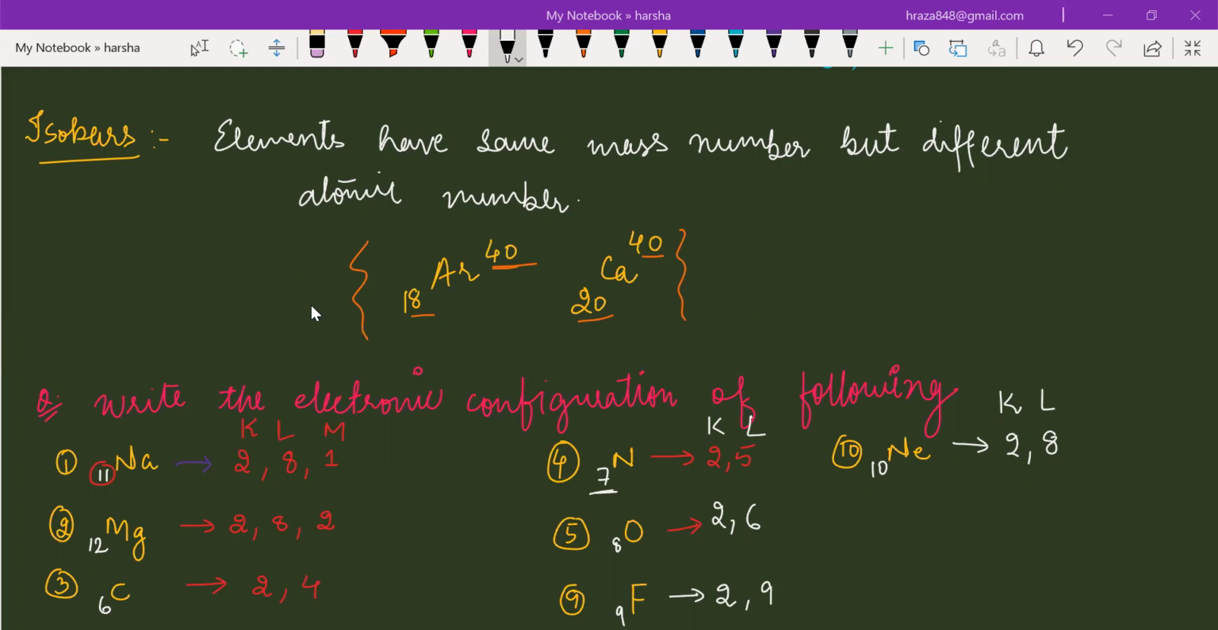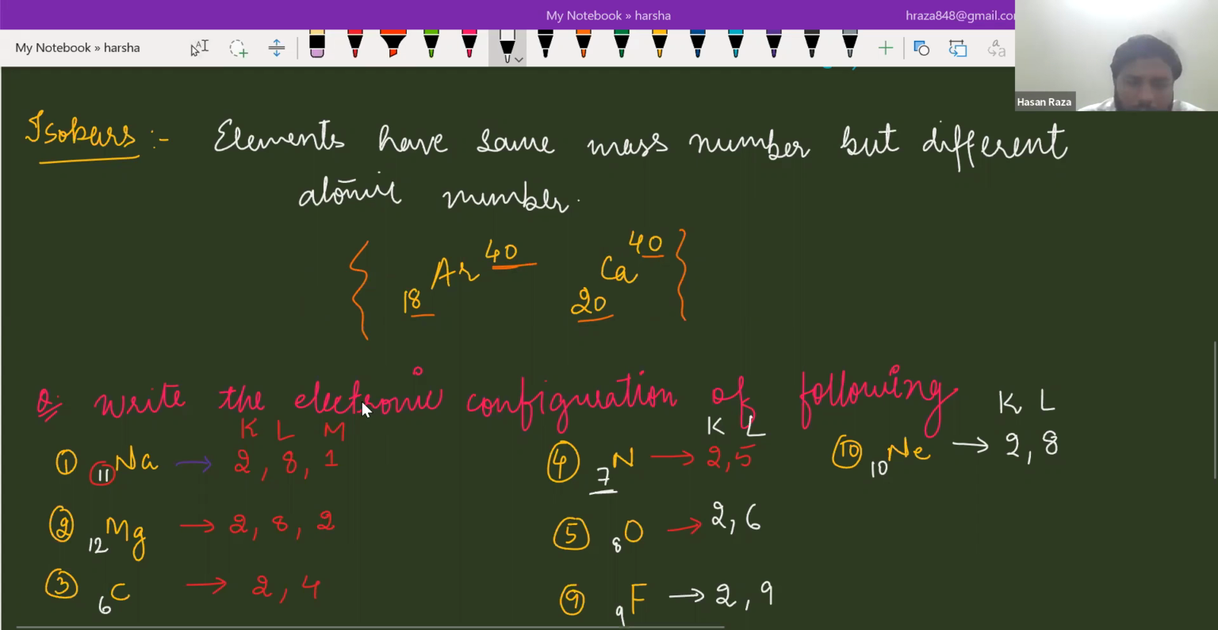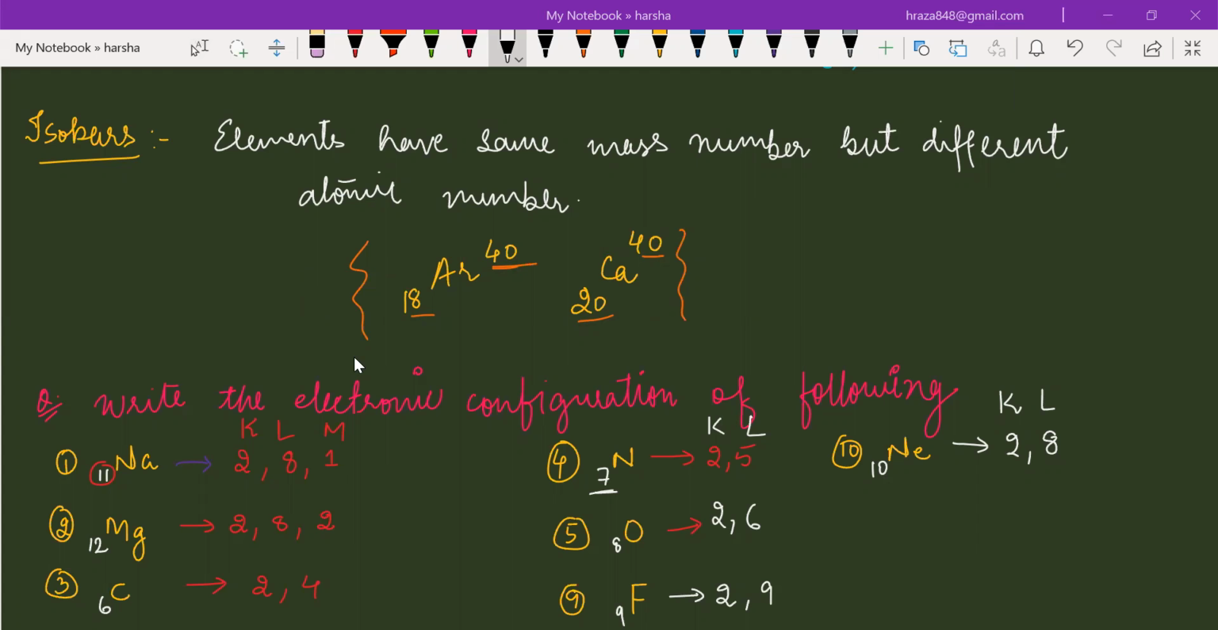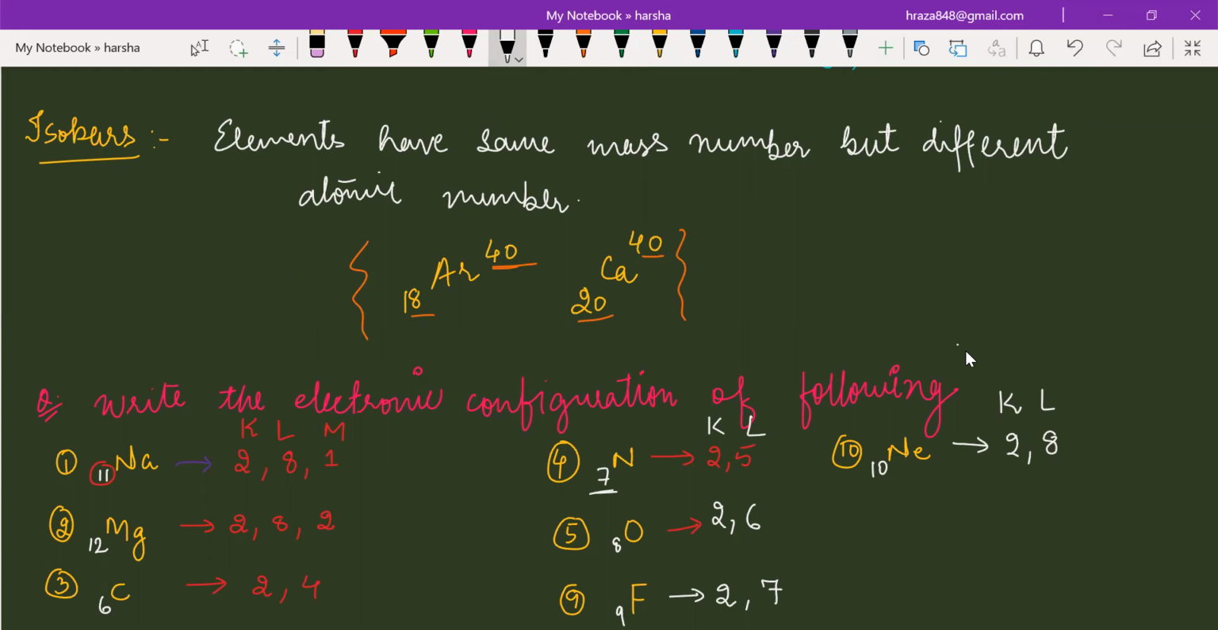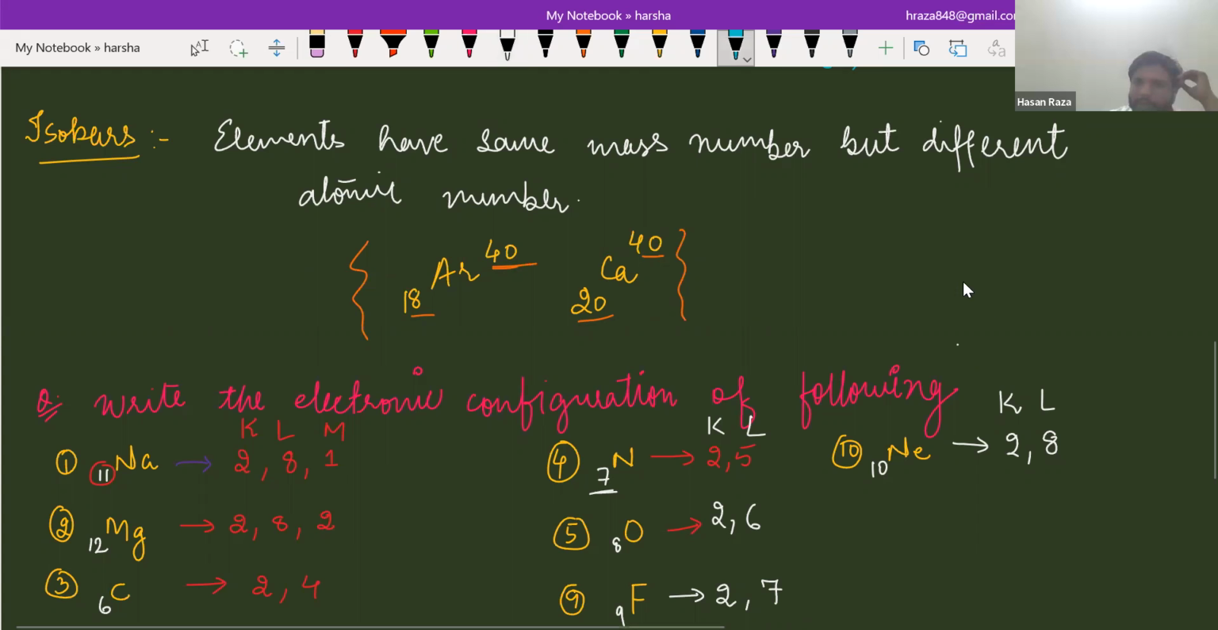Yes. Okay. So can anyone tell me, out of these 10, which element is most stable? Can you predict? Neon. Why is neon the most stable? Because both its shells are completely filled.